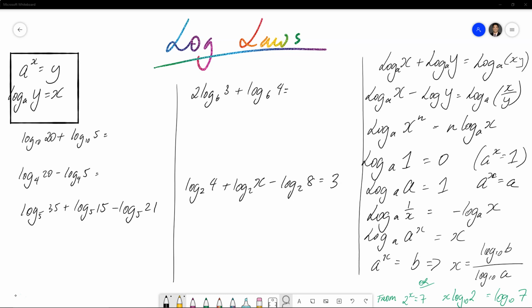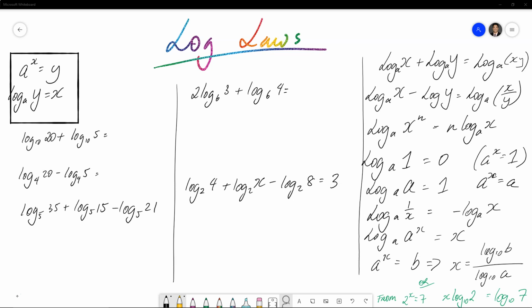Okay, so we know, looking at the left here, at the top, we've got a to the power of x equals y. Okay, that's your exponential equation. And if you turn it into log form, we've got log base a of y is equal to x. So the result is you find what the exponent is.